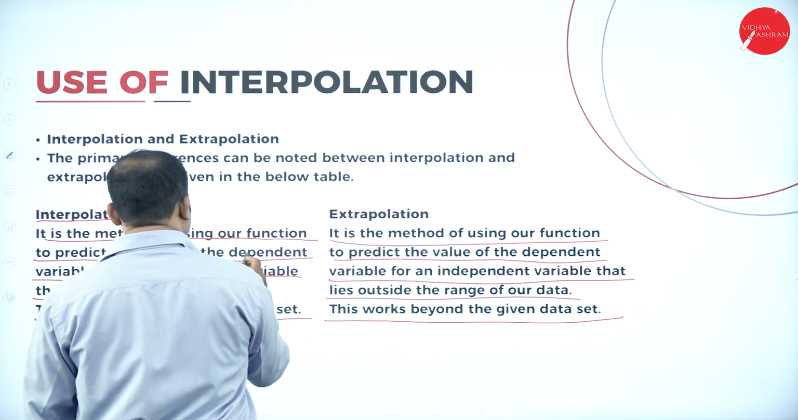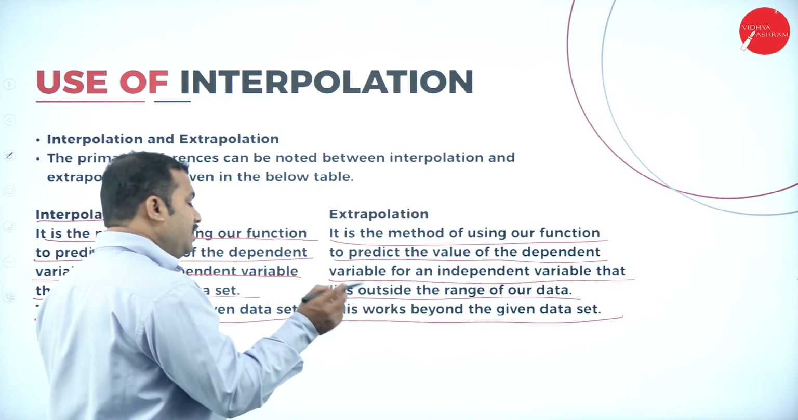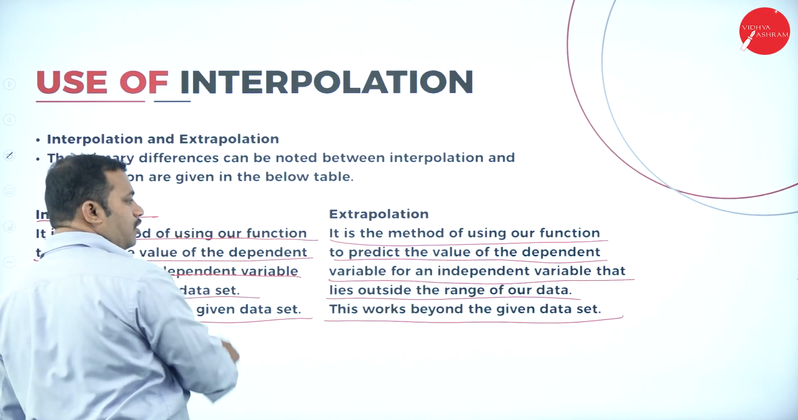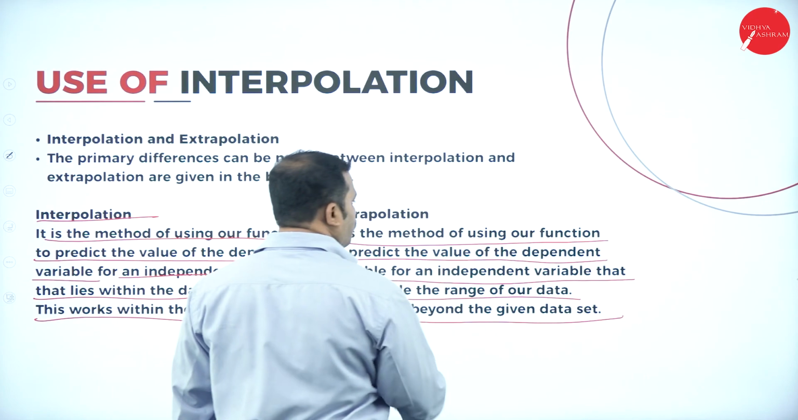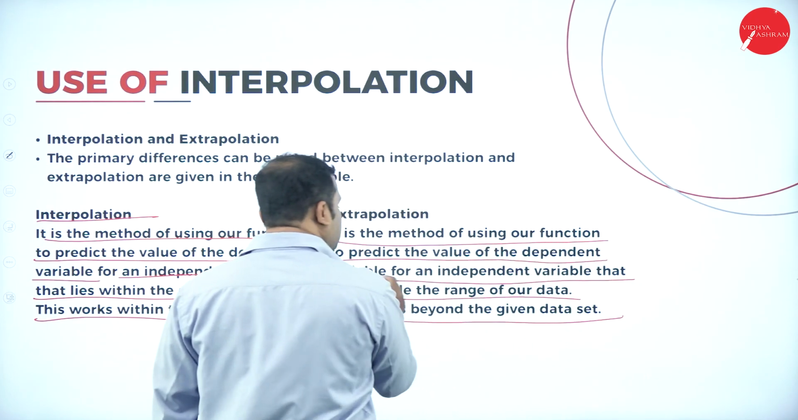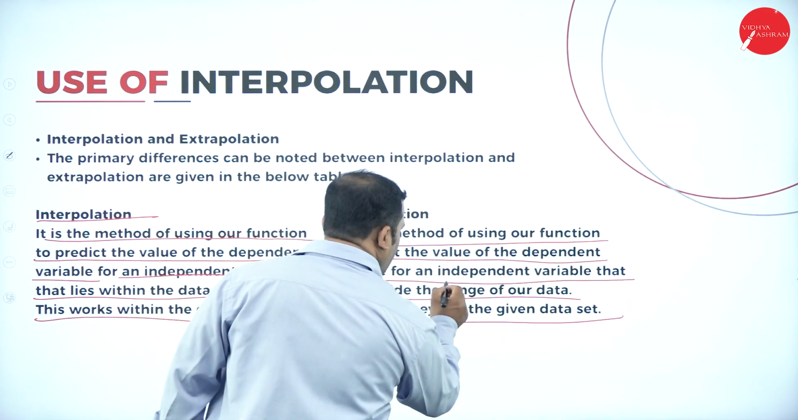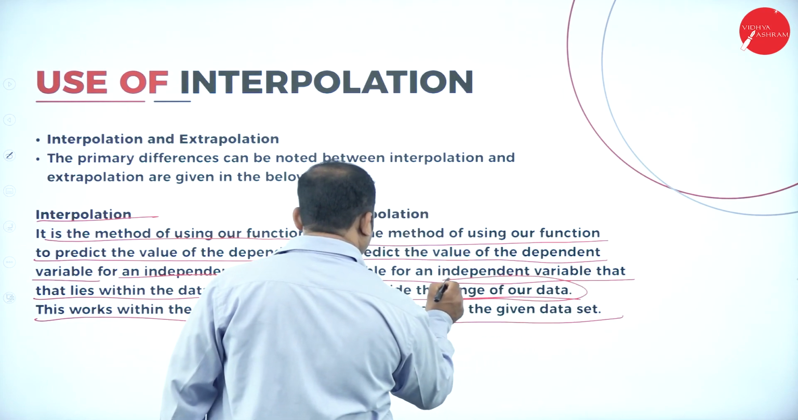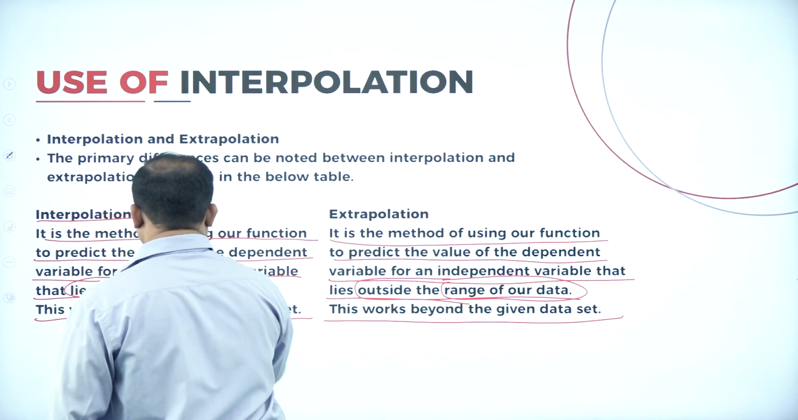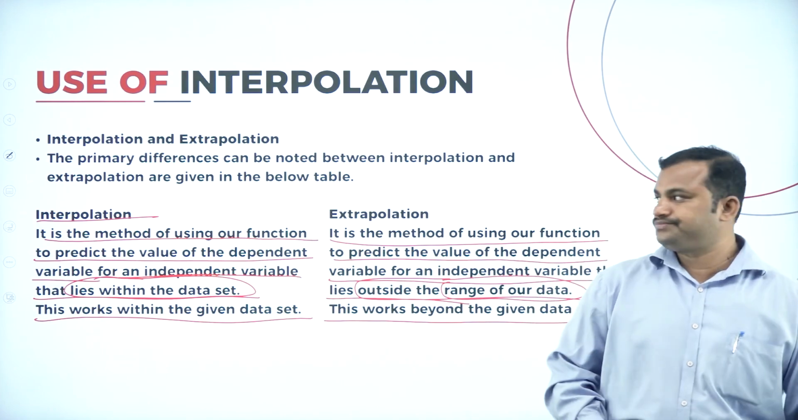In case of interpolation, we predict the value of the dependent variable from the independent variable within the data. In case of extrapolation, we predict the value of the dependent variable for an independent variable that lies outside the range of our data. Please listen carefully: extrapolation lies outside the range of data, but interpolation lies within the data set. This is the difference between interpolation and extrapolation.